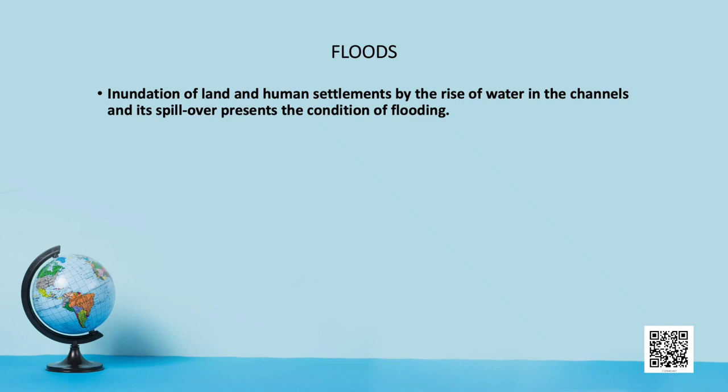Now, let's talk about floods. Floods can be predicted. The areas which are more vulnerable to floods are predicted. Inundation of land and human settlements by the rise of water in rivers, streams and channels and its overflow presents the condition of flooding. Unlike other natural disasters which cannot be predicted, the causes of floods are well established. Floods are relatively slow in occurrence and often occur in well identified regions within an expected time of the year.